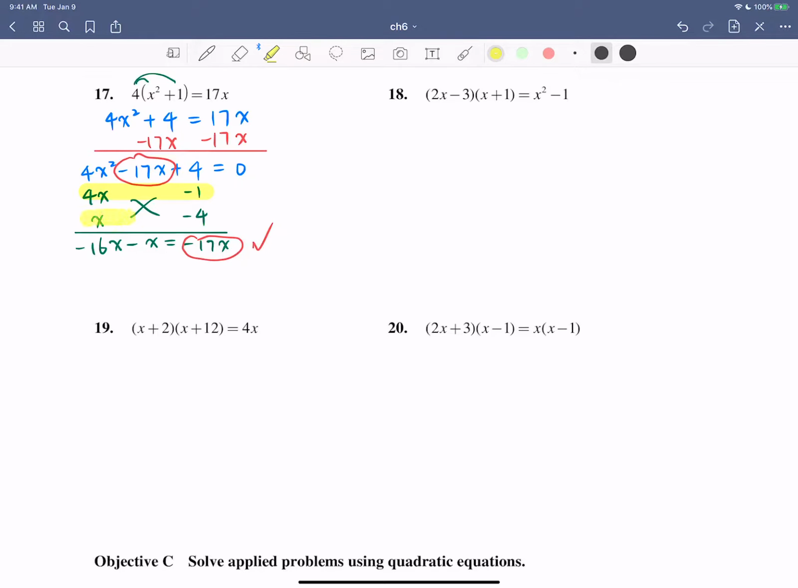We write our factor form horizontally on the left hand side. 4x minus 1, x minus 4 equals 0. Each of them could be 0. 4x minus 1 could be 0, or x minus 4 could be 0. Solve for each of these two simple equations. We obtain two solutions, 1 over 4 or 4.